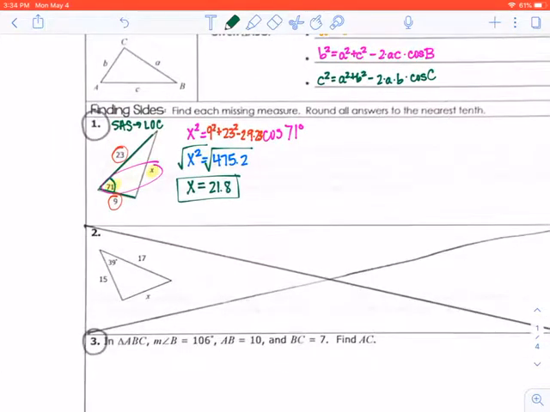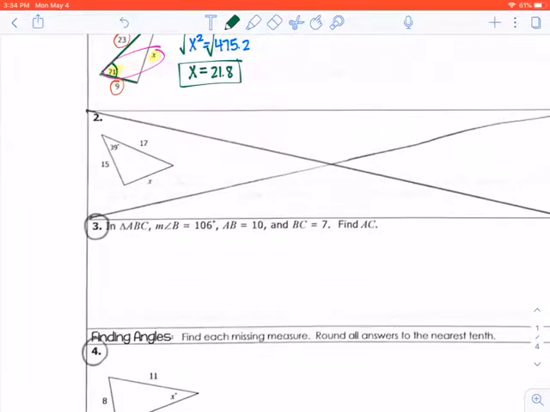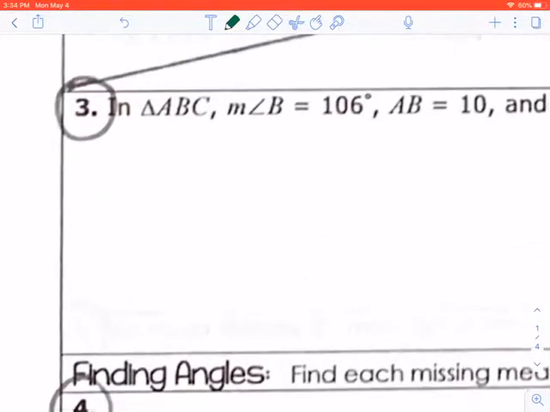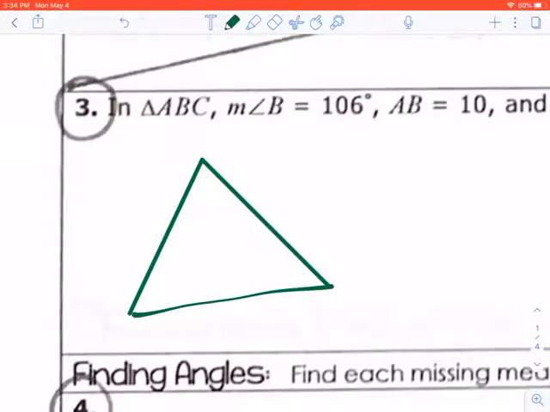Okay, let's do number 3. You had to do this in your last night's homework as well. You have a triangle ABC, and they give you this information. You need to draw the triangle yourself. It does not matter what it looks like, and it does not matter where you put your pieces of information for A, B, and C. So I'm going to put A here, B here, and C here.